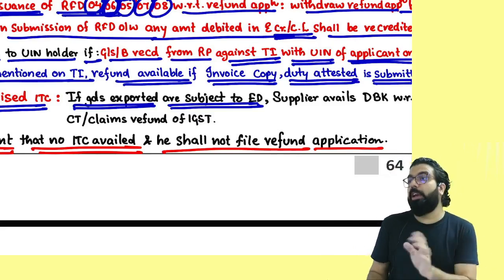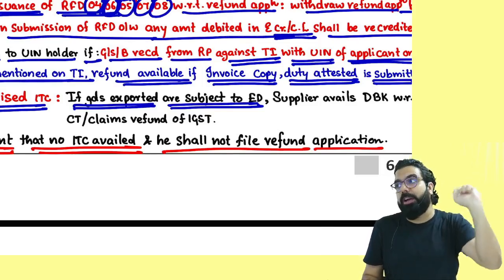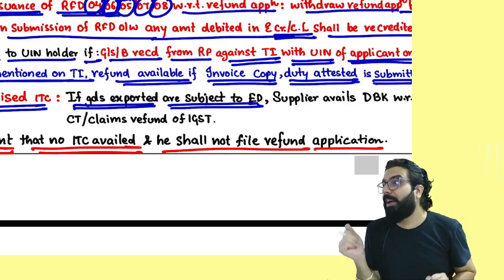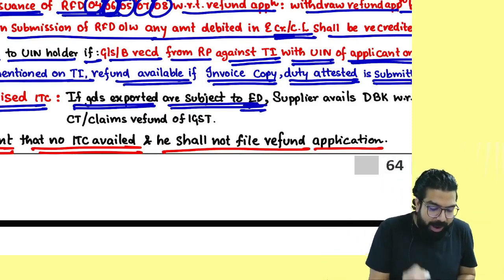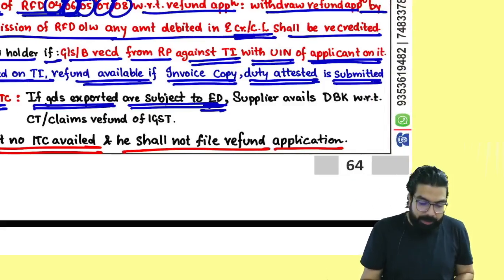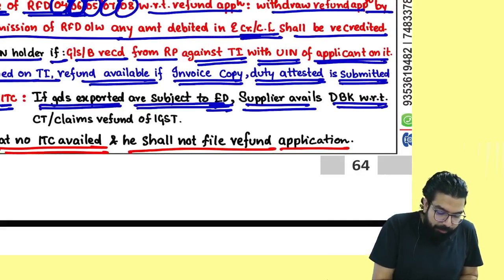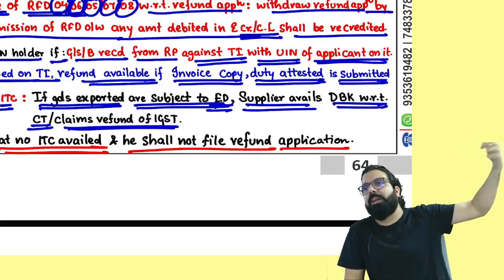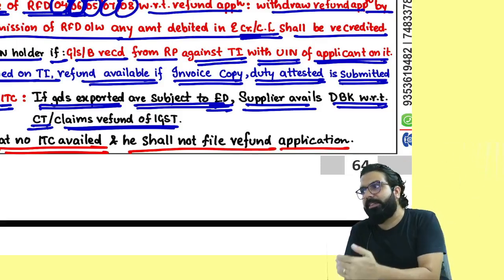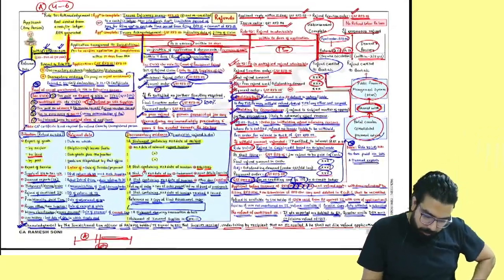Everyone over here now. See, one place the government is charging export duty because we don't encourage. Other place, if the government gives ITC refund, so the government says if goods are subject to export duty, ITC refund will not be given. And also, if the supplier avails duty drawback with respect to central tax or claims a refund of IGST, then they are telling that when duty drawback is given under customs, in GST Act ITC refund will not be given. That's all, everyone.